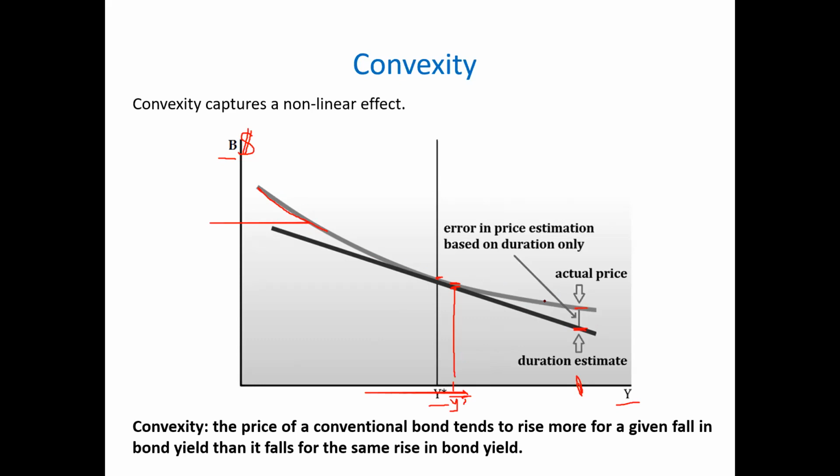So the yield has a curvature, and because of this curvature, a change in the price will not be that drastic as the one estimated by duration only. So if we want to be more precise, we need to introduce one more concept, convexity. So we need to take this into account. So how to take it?